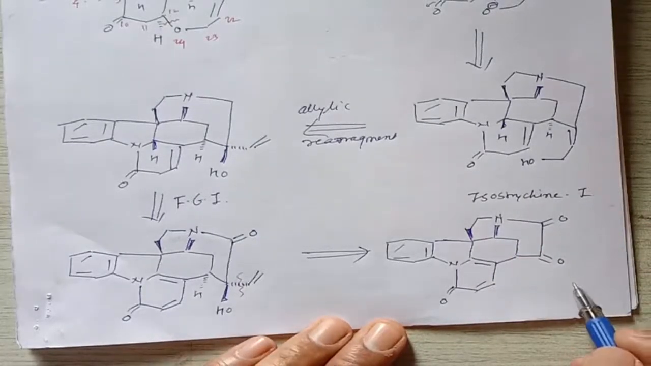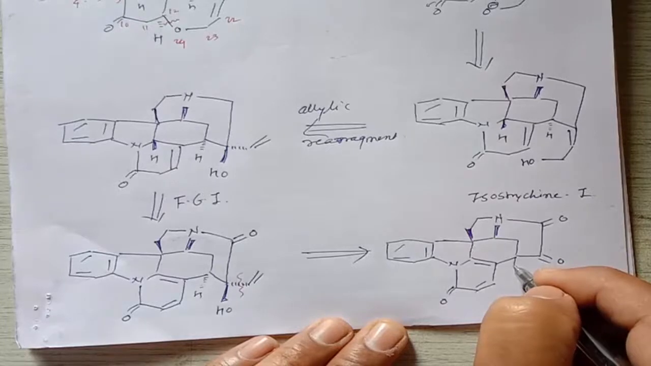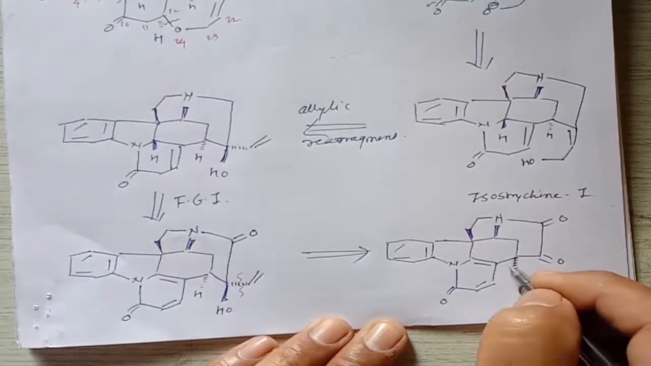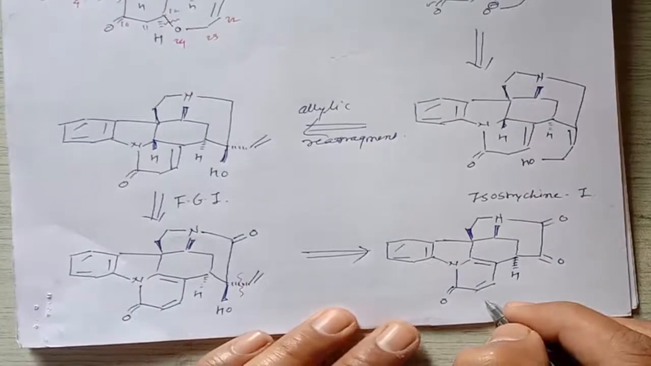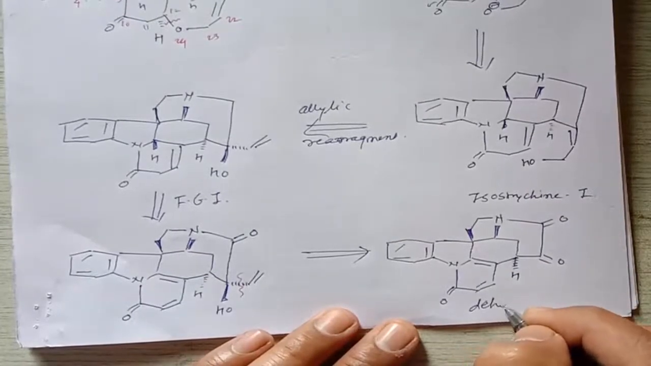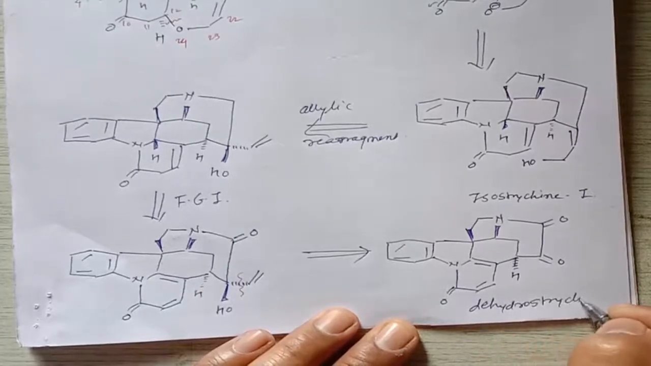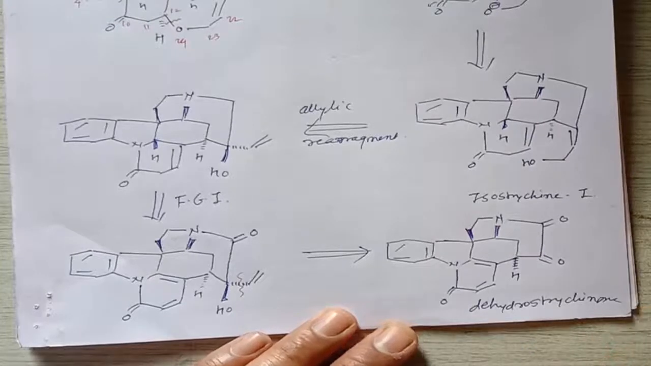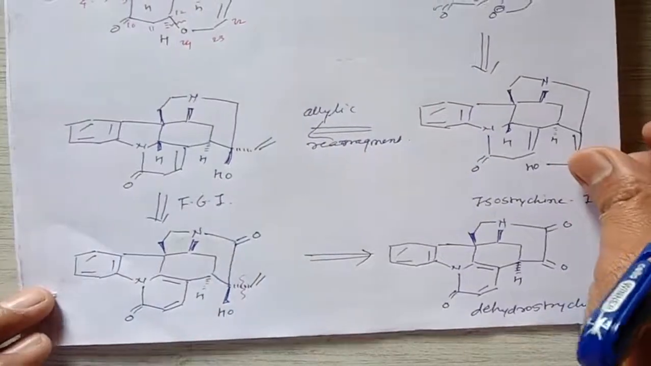So that means when the organometallic compound adds on this carbon, it gives formation of alcohol, right? Then this hydrogen is below the plane, right? So the remaining functionality will be the same, and this molecule is called dihydrostrychnine. So this is the retrosynthesis up to this point.